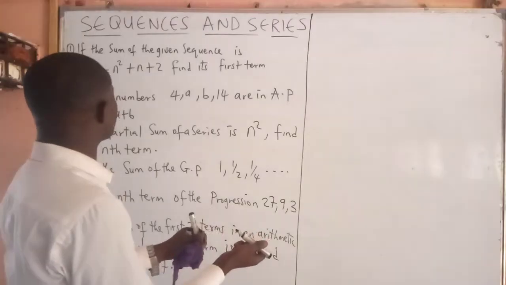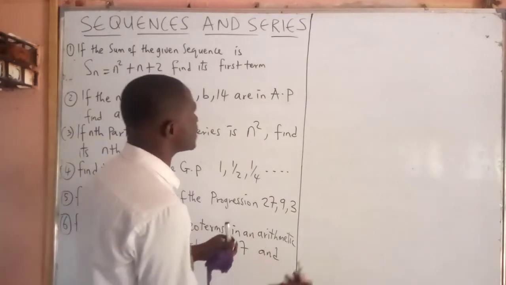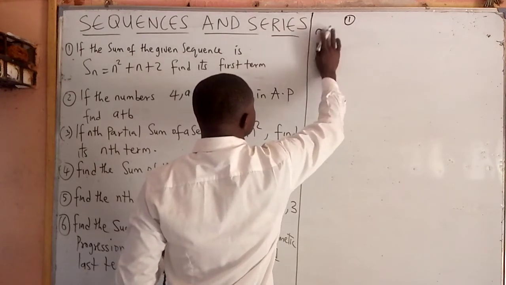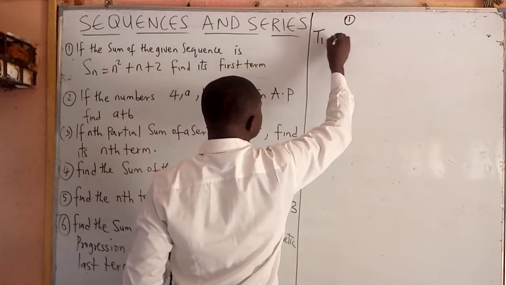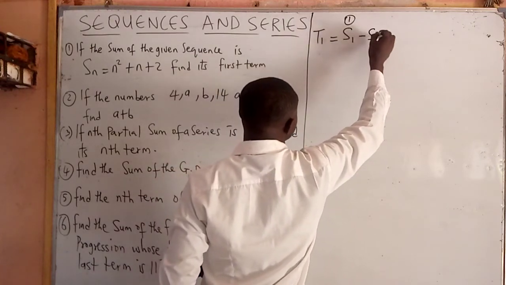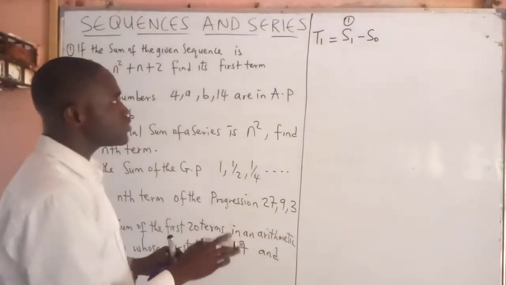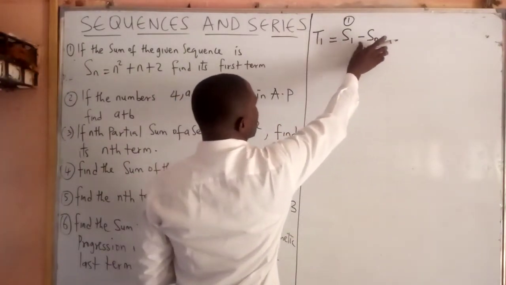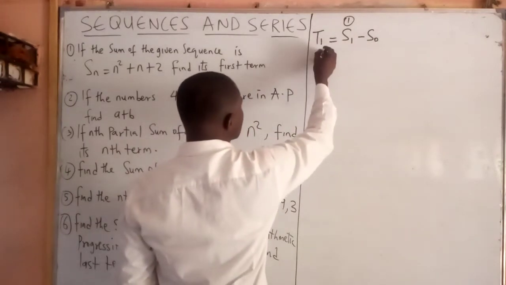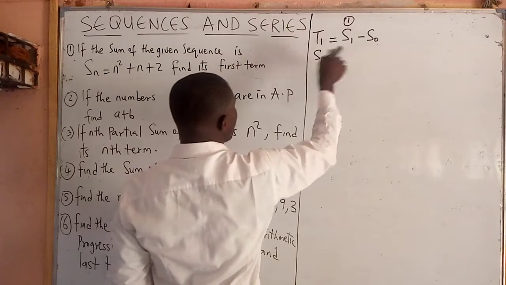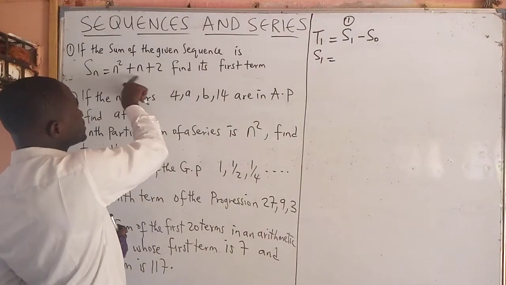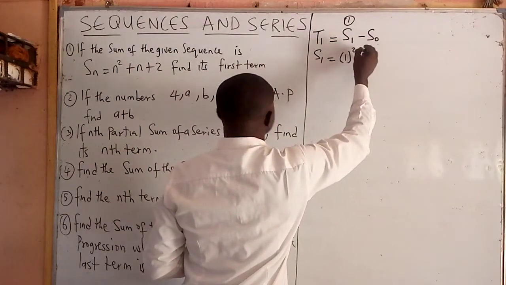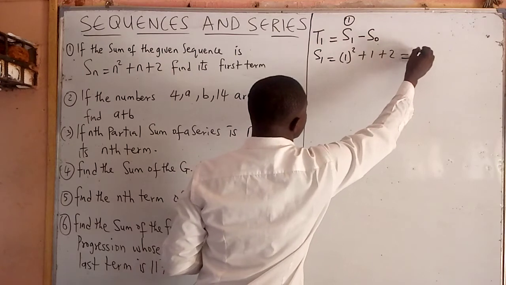If the sum of the given sequence is this, find its first term. For you to solve this question, say that first term equals S1 minus S0. In the video before this, the introduction of this topic, we derived a formula: first term equals S1 minus S0. What is your S1? You put 1 as the value of n inside this. So 1 will be your n: 1 squared plus 1 plus 2. That will give you 4.